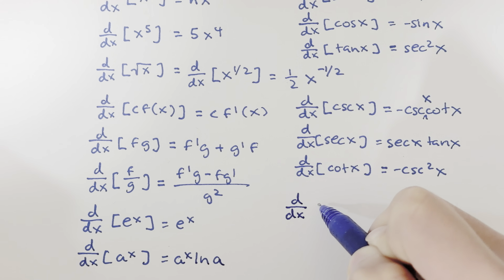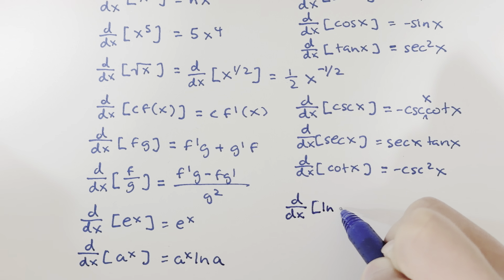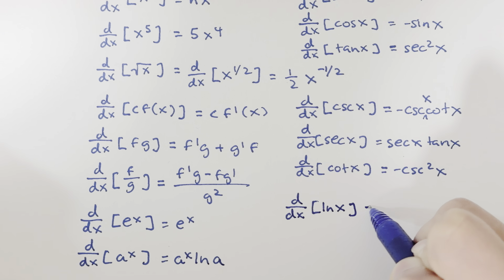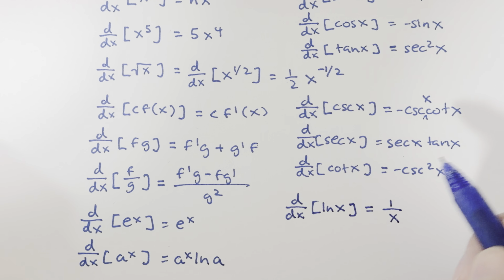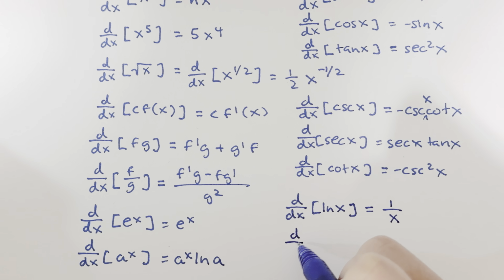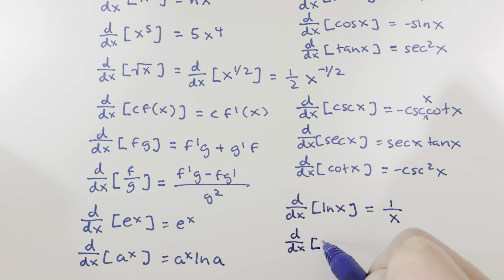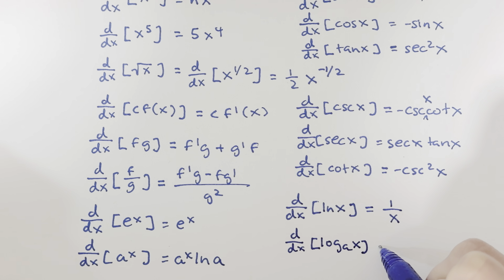Then it's very common for the derivative of ln x to appear. This is just equal to 1 over x. And then d over dx of log x, log base a of x, this equals 1 over x ln a.